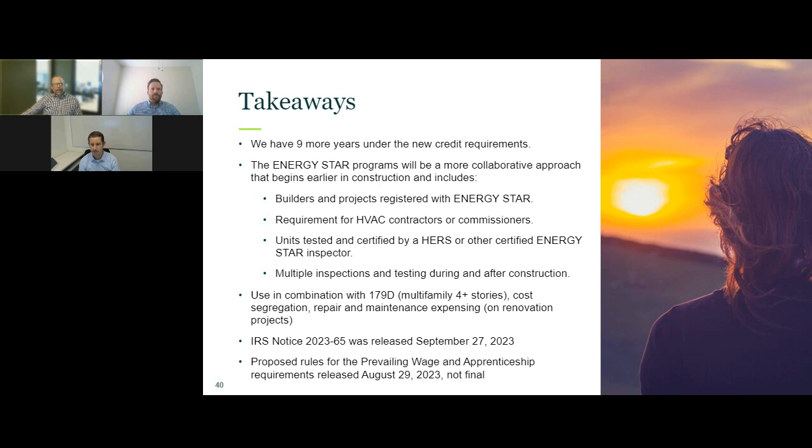IRS notice: the 45L tax credit is a new one, essentially with the IRA. And so they are still updating and releasing or clarifying certain portions of the credit. They just recently released a notice that helped clarify a lot of the uncertainties that people had questions about on the new requirements starting this year going forward. So that was super helpful. And then there are proposed rules for the prevailing wage and apprenticeship requirements that were released not even 60 days ago, and those are not final.